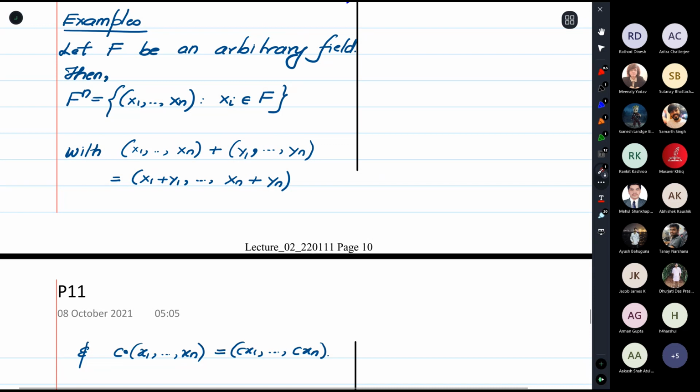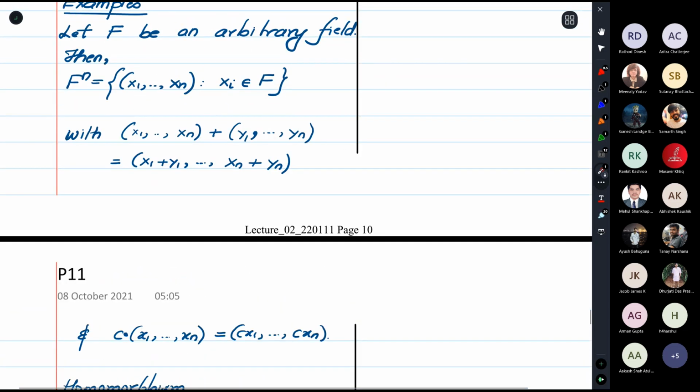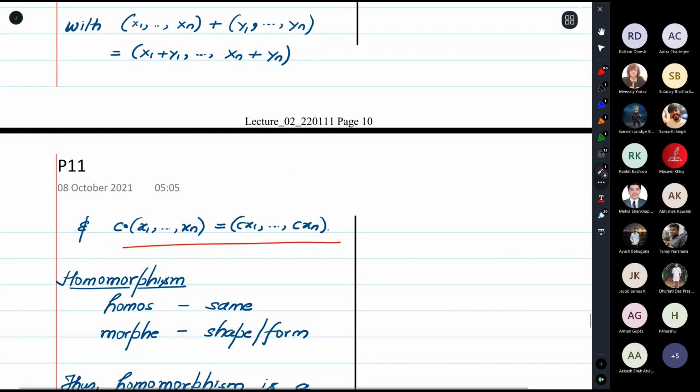Okay, so with this, I'll stop, and in the next class, we will talk about homomorphism and isomorphism between groups, vector spaces, and things like that. Okay, so with this, let me stop the recording.